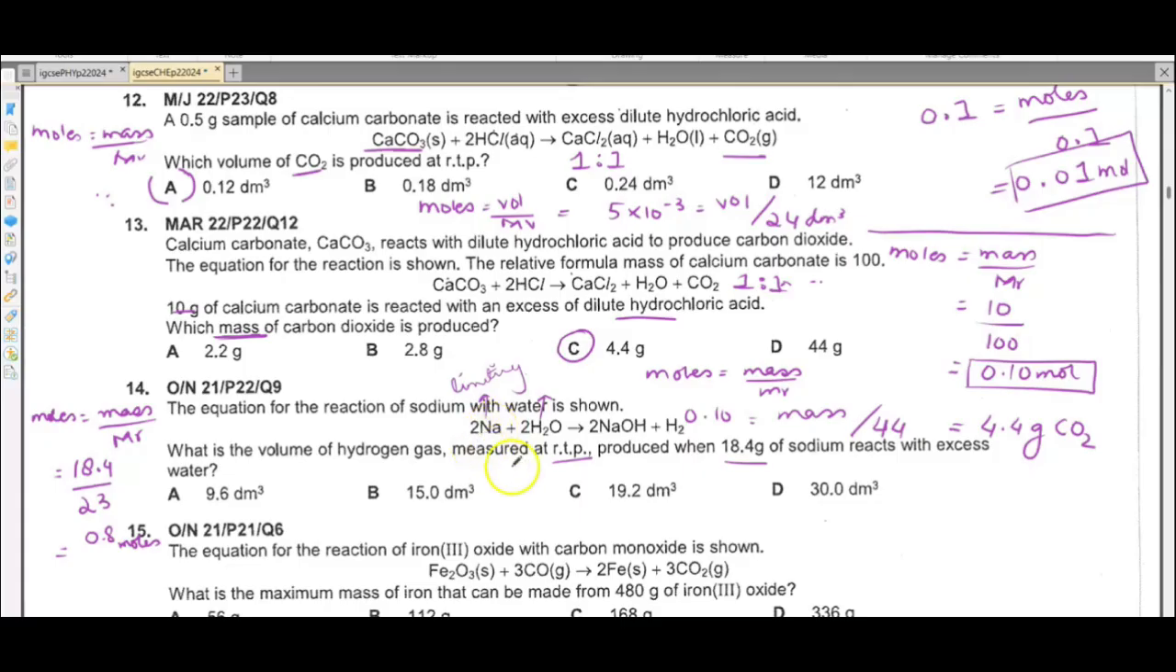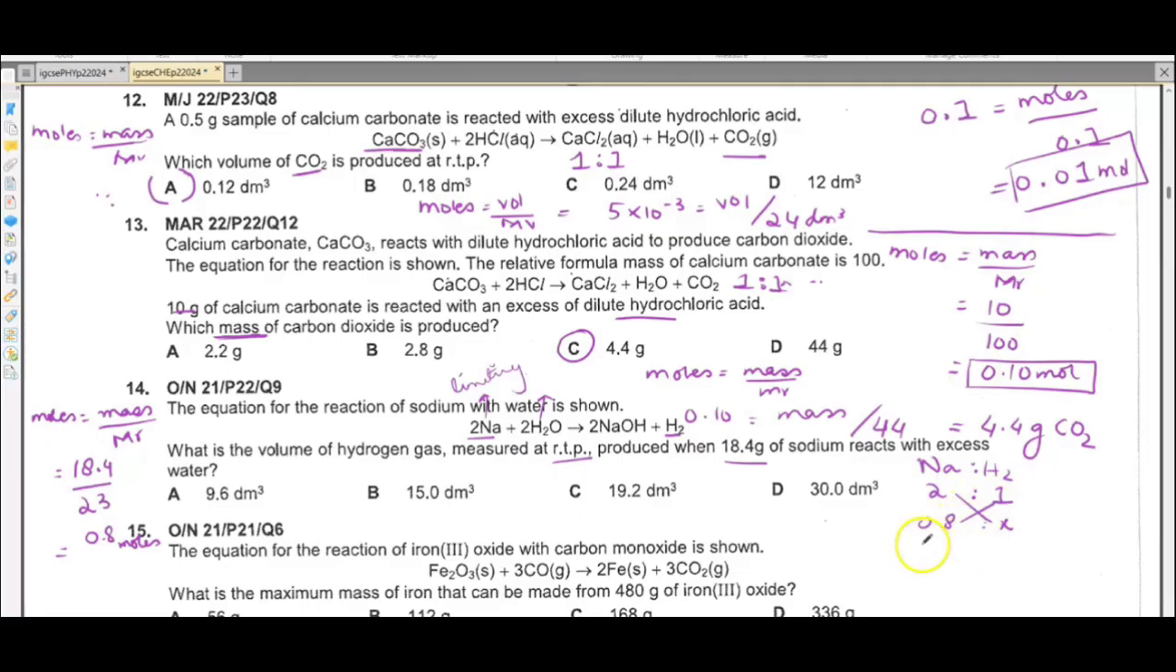Now, if we look at the equation, we know there were 2 moles of sodium that produced 1 mole of hydrogen. So if we need to find the moles for hydrogen, we know that sodium was 2, hydrogen was 1, sodium was 0.8 moles. So the moles of hydrogen needs to be found.